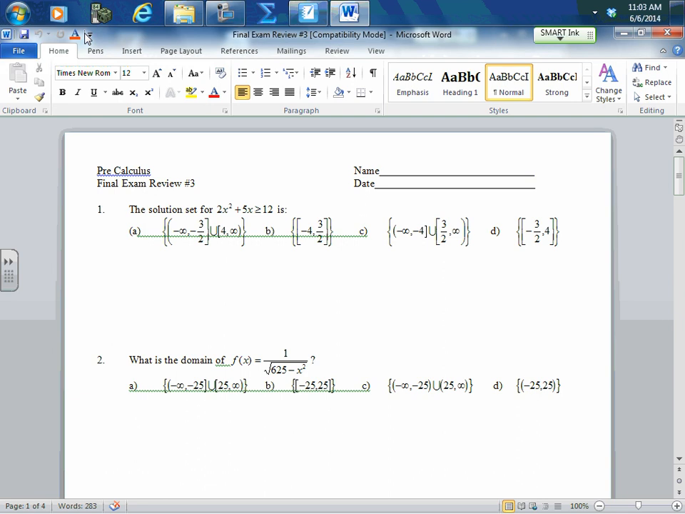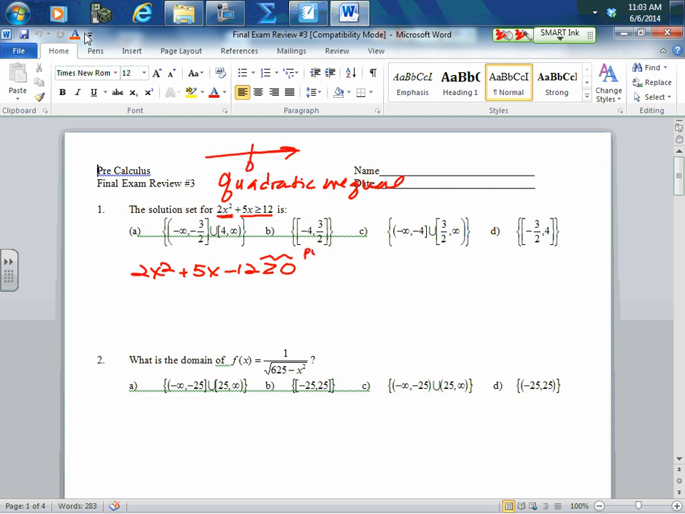Now, this is a quadratic inequality. How do I know that? Because this is going to be quadratic form, and greater than or less than, inequality, right? Get everything to one side. So first subtract the 12 and get everything to one side. This is key. When that something is greater than or equal to 0, do I want the positives or the negatives? Think your number line. I want the positives. When it's greater than or equal to 0, I want this to be positive.